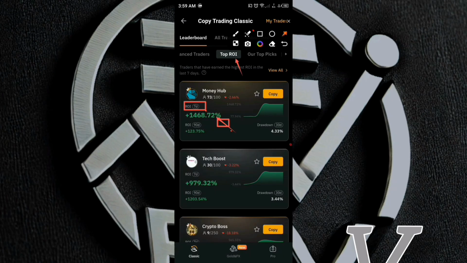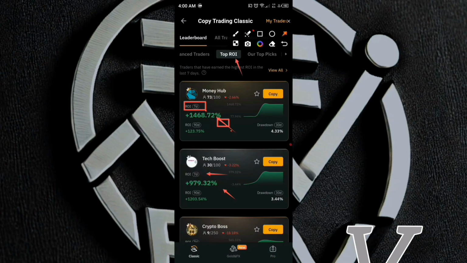So his return on investment in the last 7 days is 1,468.72%. Can you see how high this is? This is to show you a top trader on the return on investment page. They have high return on investment. As you can see, the other trader too, his return on investment in the last 7 days is 979.32%. These are actually high profit gains that can help a lot of people boost in the crypto trading markets.